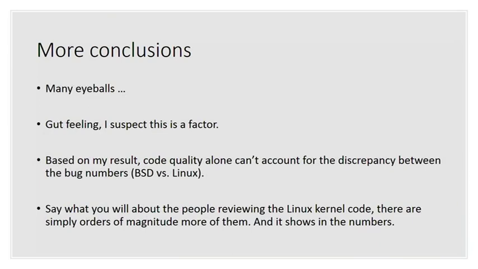Right. So, yeah, more conclusions. Basically, going back to what original thing I had, which was the many eyeballs thing. Yeah, I think that's a factor. I think it really does matter, right? I think if you have more people looking at something, more bugs are going to be found. And so I think one of the big reasons why the numbers are off when you compare those tables initially is that more people are looking at the Linux kernel, and so they're going to find more bugs. Code quality can't explain everything.